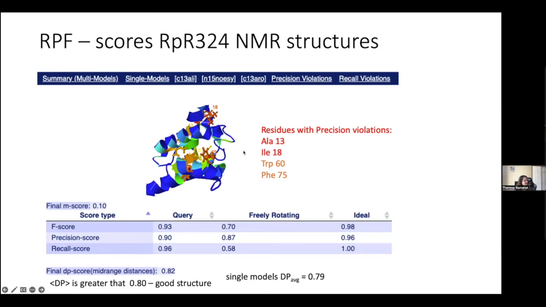And then the other thing it gives you is this molecule. You can rotate it and you can see the residues with precision violations. For example, residue 18 here is isoleucine 18, and it has precision violations. So what does that mean? You can click on precision violations and recall violations and see them, and you can get information about each of the NOESY peak lists. You can also get the DP score for single models by clicking on this, and you can get an average for the single models. It's a little bit lower than the average DP score.